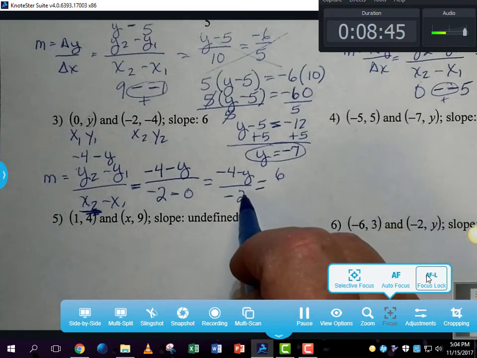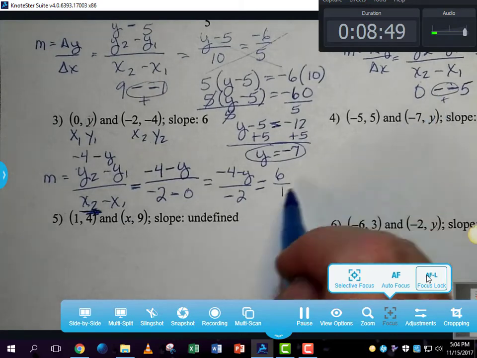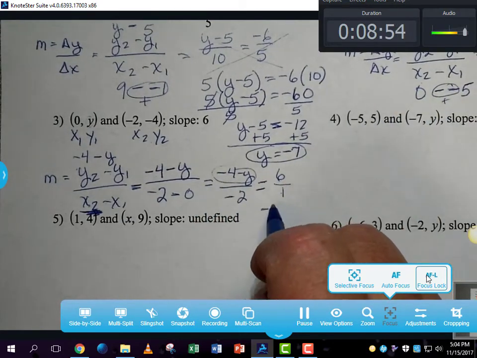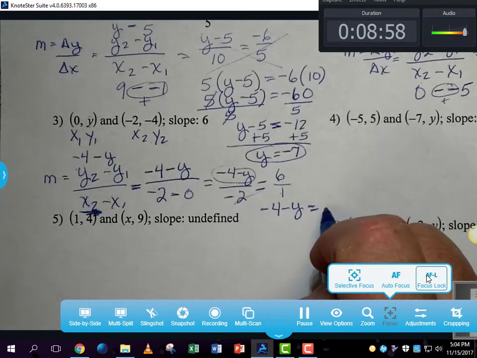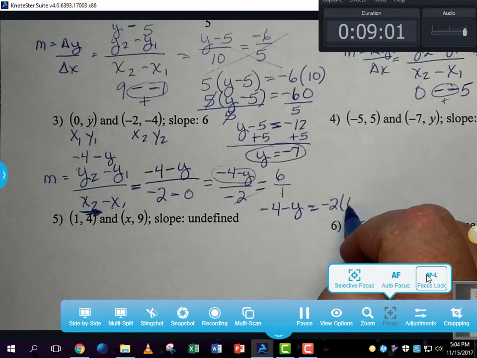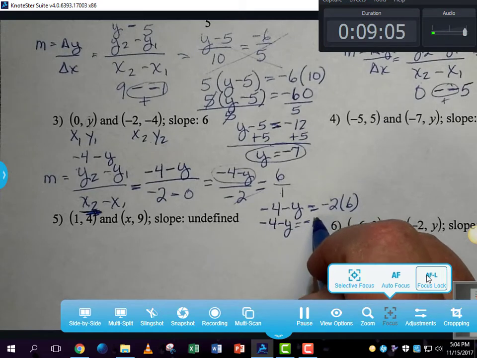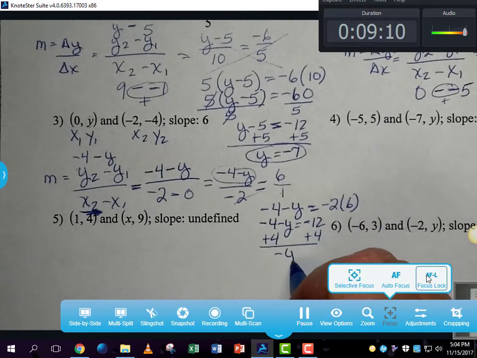Okay, then what I can do, I can go ahead and say that's 6 over 1, but when I multiply this by 1, nothing changes. So I'm going to have negative 4 minus y equals negative 2 times 6. That's going to give me negative 4 minus y equals negative 12. Add 4 to both sides. The opposite of y is equal to negative 8. Divide both sides by negative 1. I get y equals positive 8.